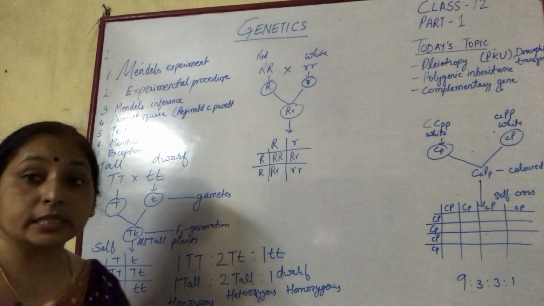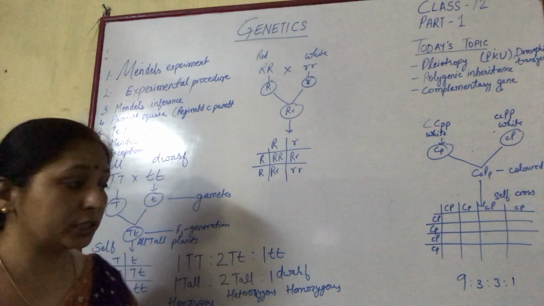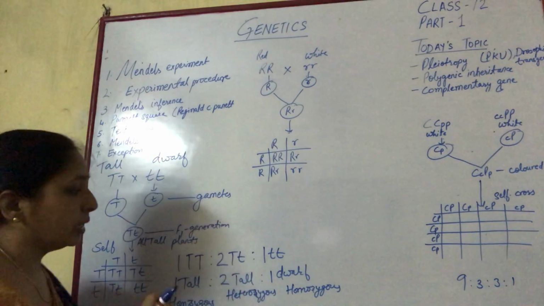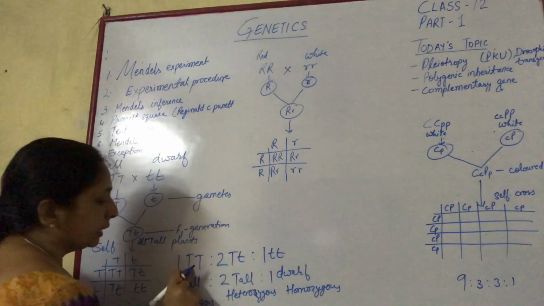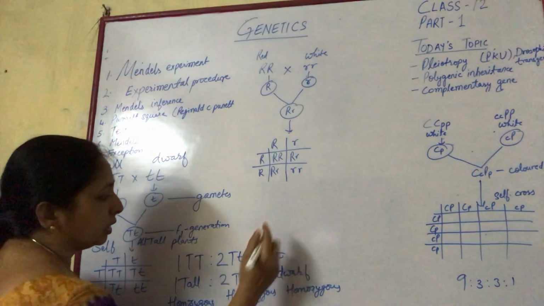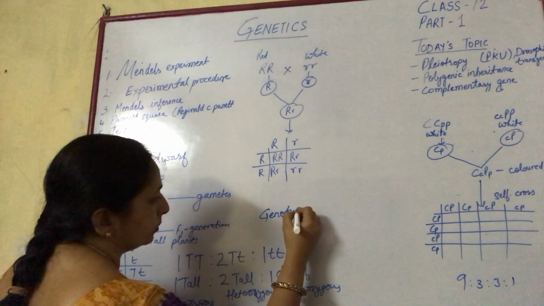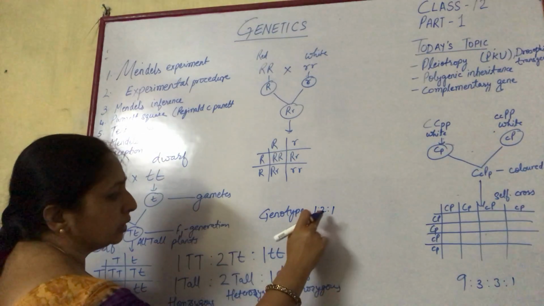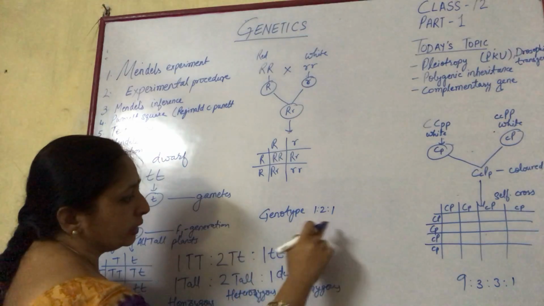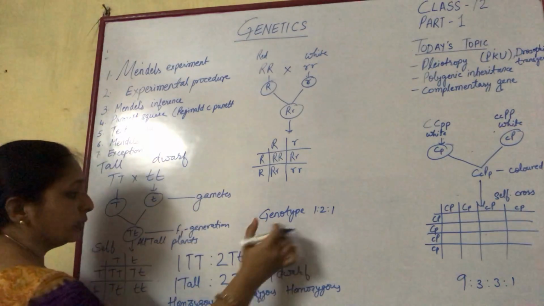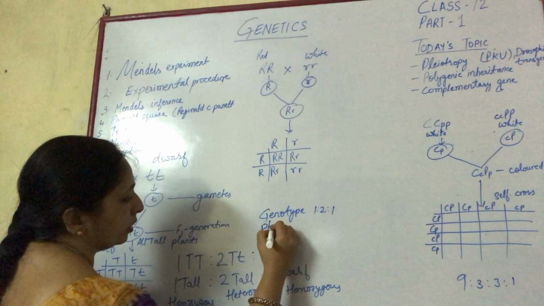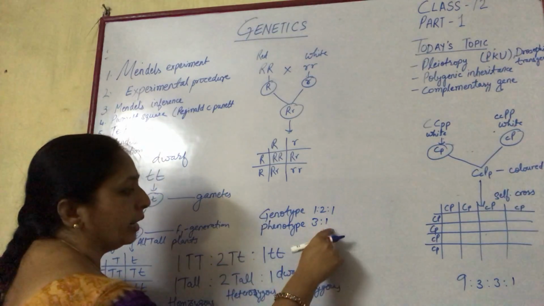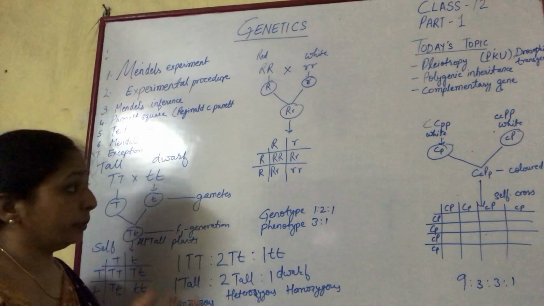Now, it is always asked what the genotypic expression or phenotypic expression is. Genotype is this: capital T, small t represents the genotype. So the genotype is 1:2:1. Capital T, 1 both capital T, 2 capital T small t, and 1 both small t. And the phenotype is 3:1, 3 tall and 1 dwarf. So this is the phenotypic expression.